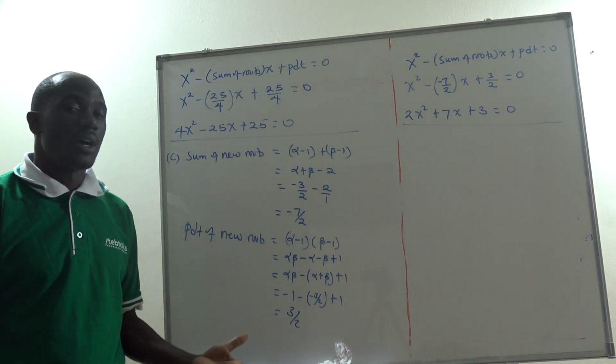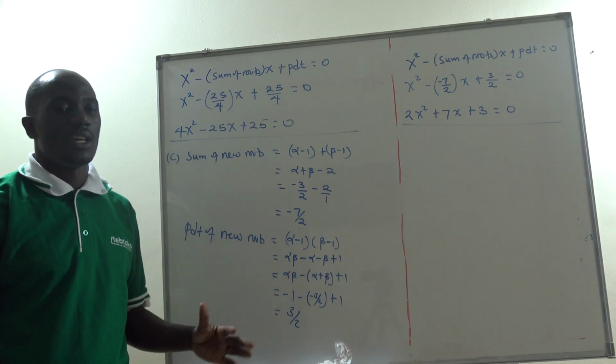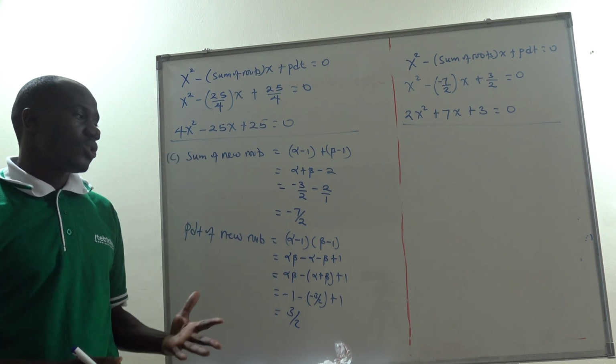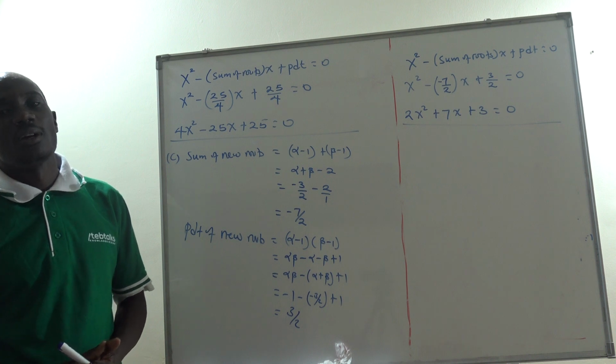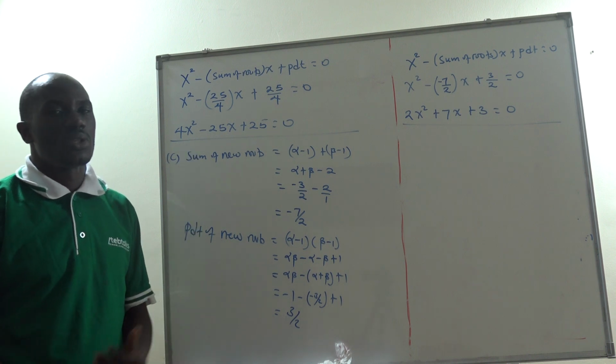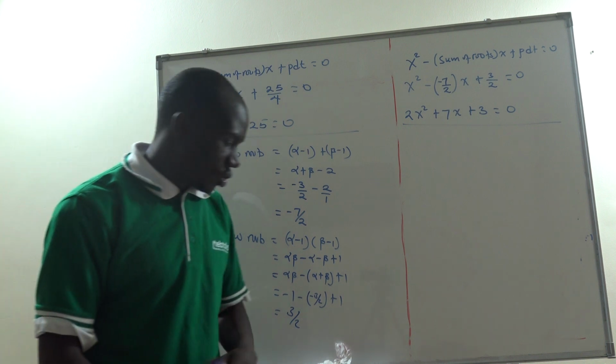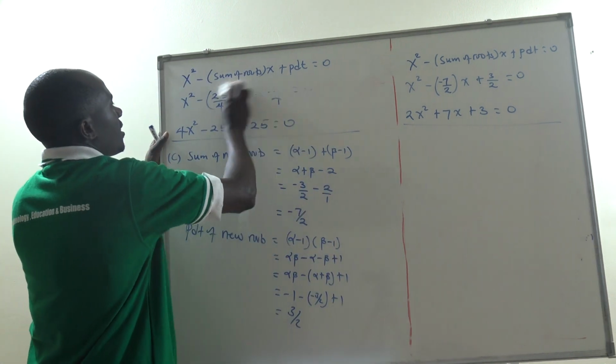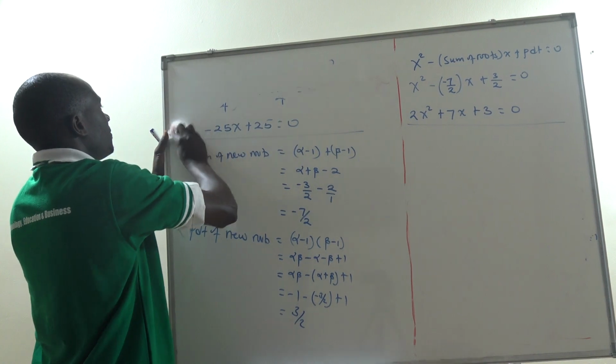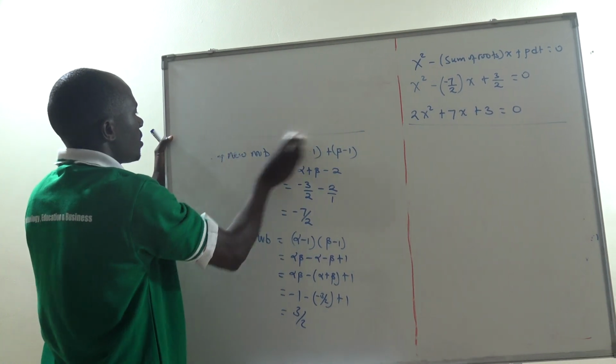What is important for you, as I have said, is that you first get the sum of the new roots, also go ahead and get the product of the new roots, and get used with the identities which are there. So we are going to look at example 5.